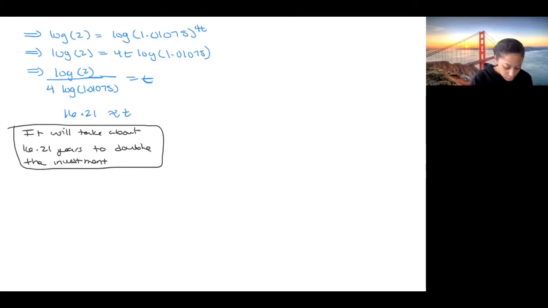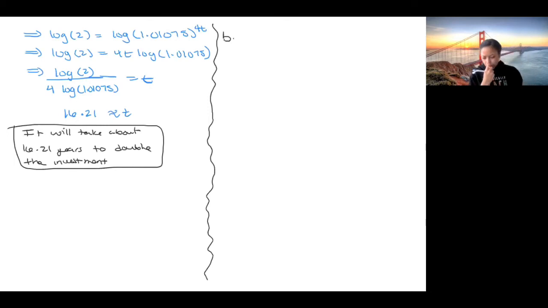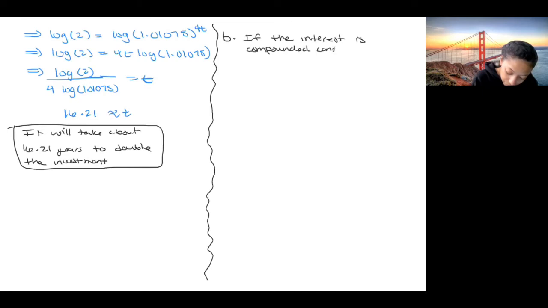Cool, let's do another one. So I feel like I can squeeze it in over here. This will be part B of the same problem. What if instead of compounding the interest quarterly, we compound the interest continuously? So if the interest is compounded continuously, how long will it take to double?